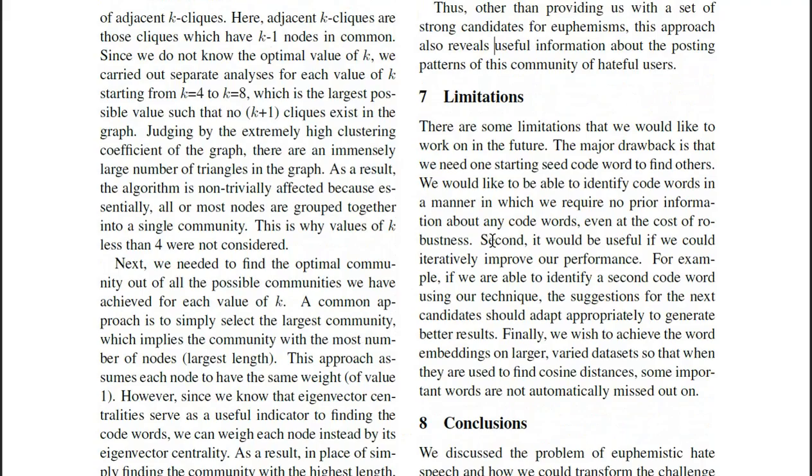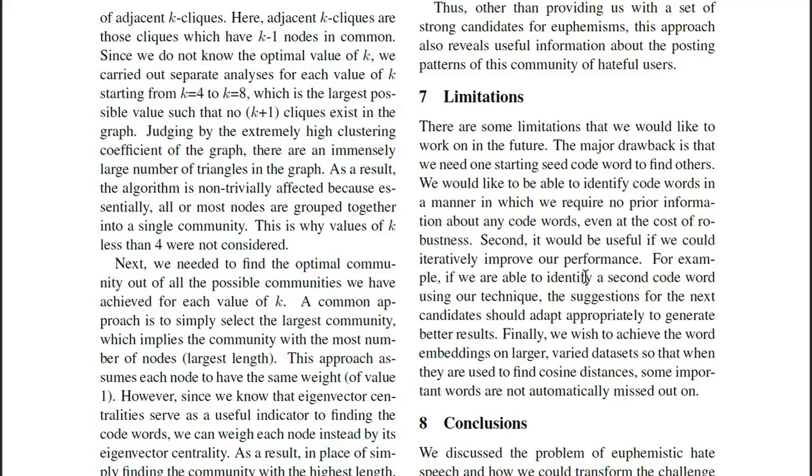Alright, so there are also some limitations. There are some limitations that we would like to work on in the future. The major drawback is that we need one starting seed code word to find others. We would like to be able to identify seed code words in a manner that requires no prior information about any code words, even at the cost of robustness.